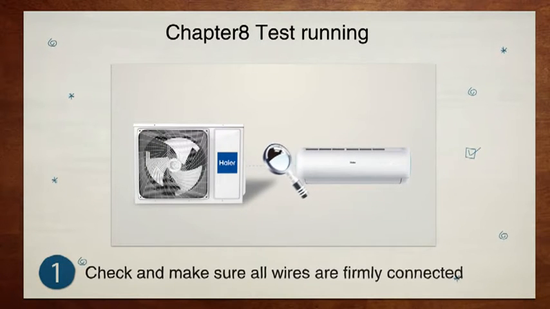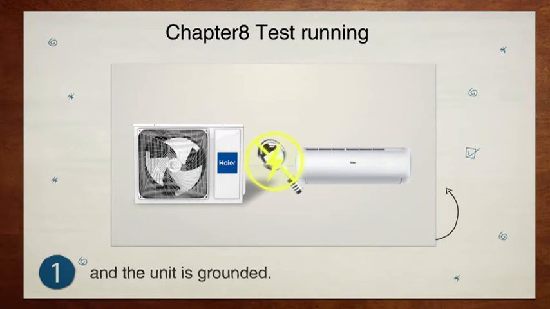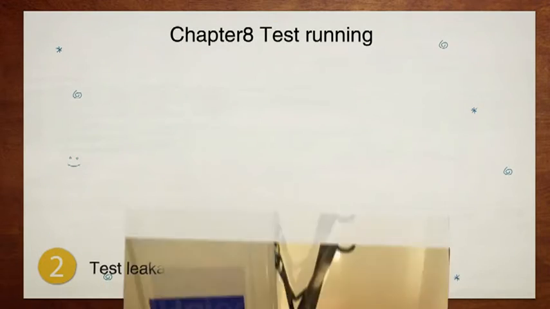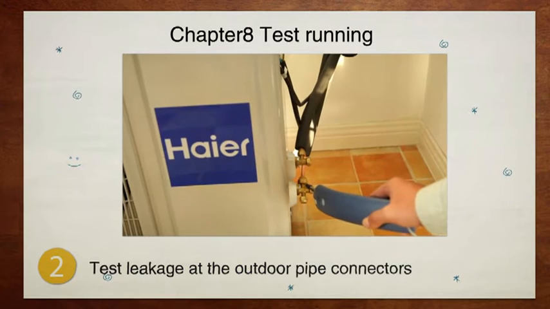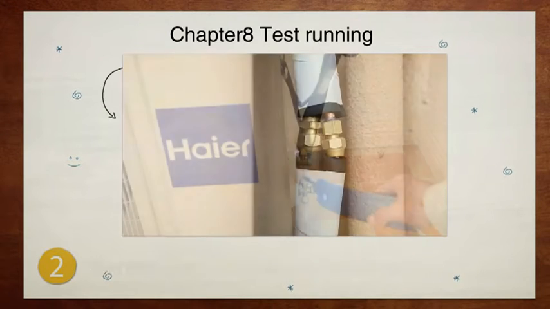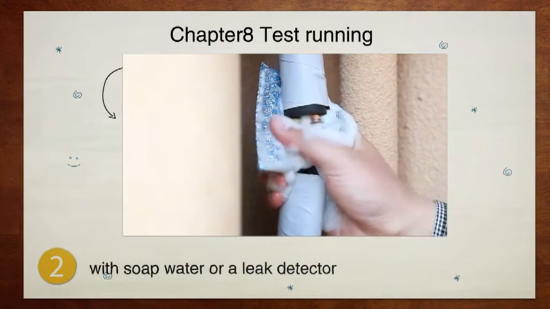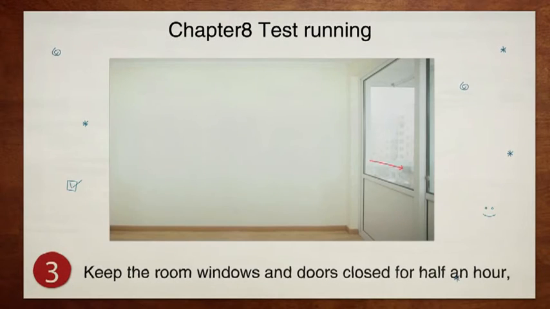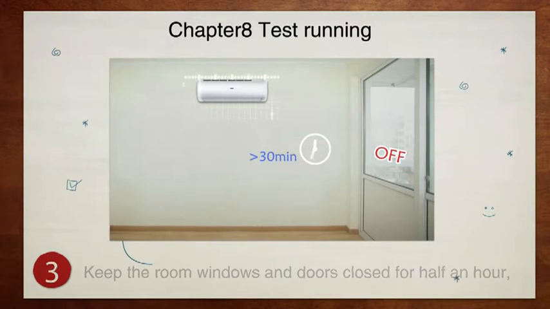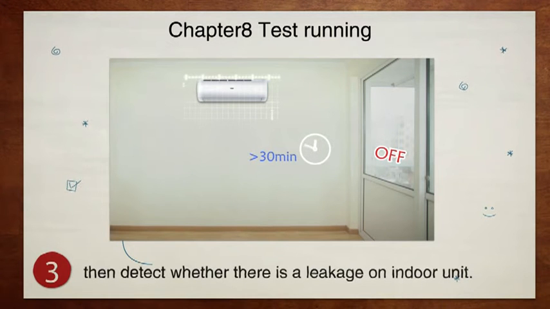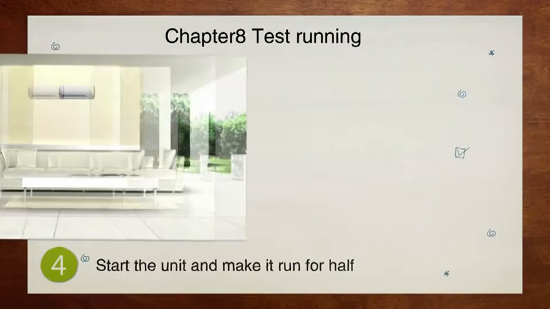Check and make sure all wires are firmly connected and the unit is grounded. Number 2. Test leakage at the outdoor pipe connectors with soap water or a leak detector. Number 3. Keep the room windows and doors closed for half an hour, then detect whether there is a leakage on indoor unit. Number 4.